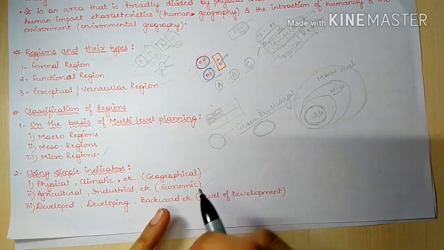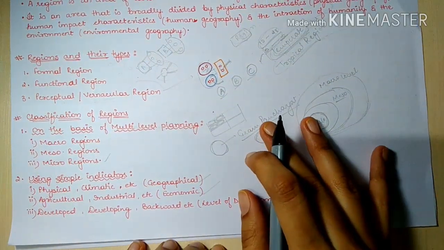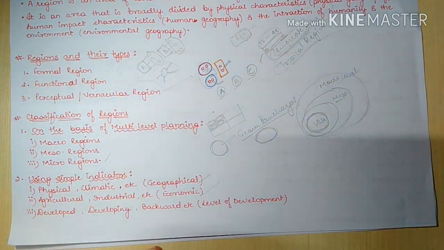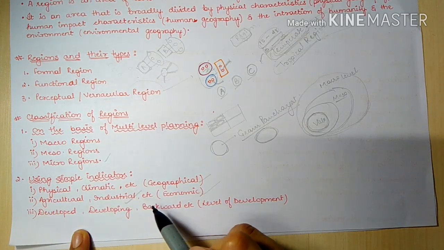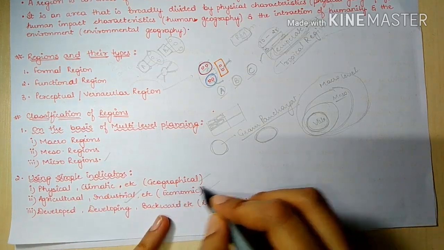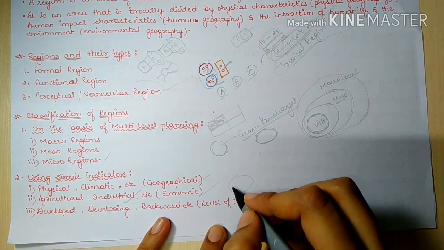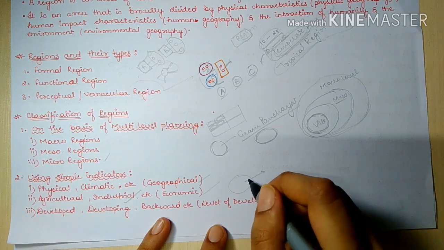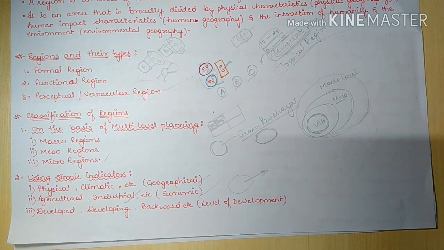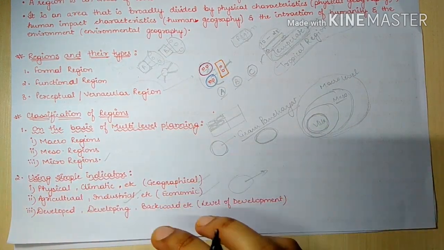Then on the economic basis, we can classify regions as agricultural regions, where the dominant economic activity is agriculture, while others are industrial regions, where the dominant economic activity is the industrial sector. Or the area where the service sector or tertiary sector is dominant can be known as a service region or tertiary region. Now on the level of development, we can classify a region as a developed region, developing region, or a backward region, etc.